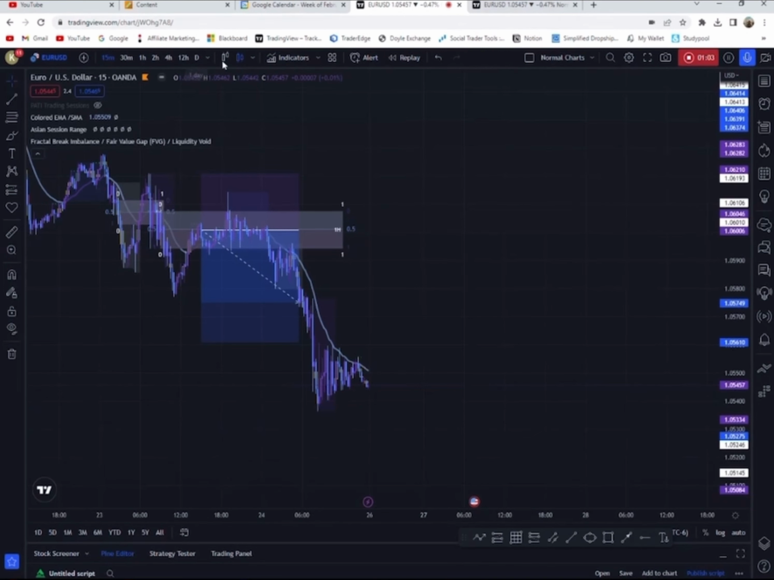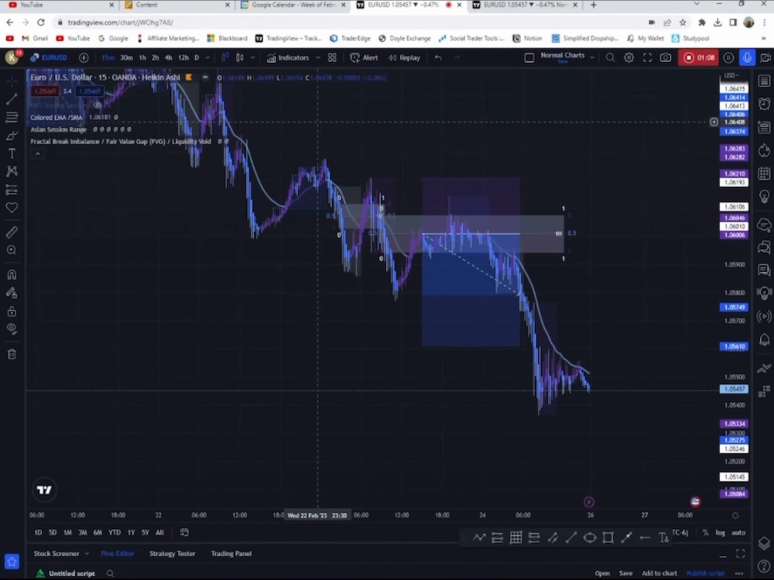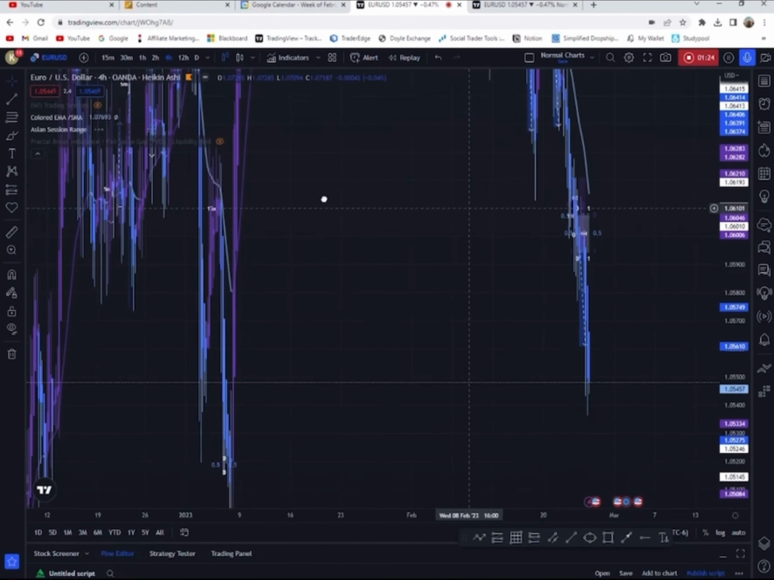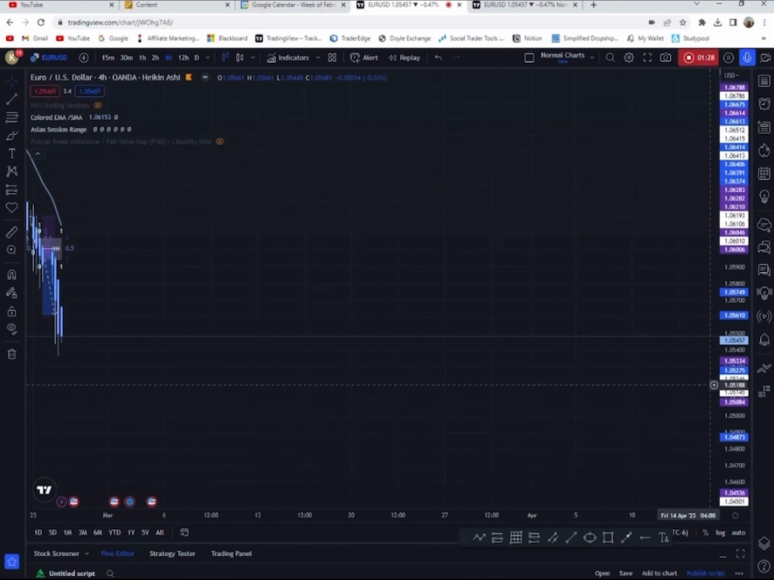Now, I might briefly say that I do trade Heikin Ashi candlesticks with a mix of smart money and a moving average, as you can see on the charts. I would explain that in another video, but for this week, I'm just going to start with the 4-hour time frame.